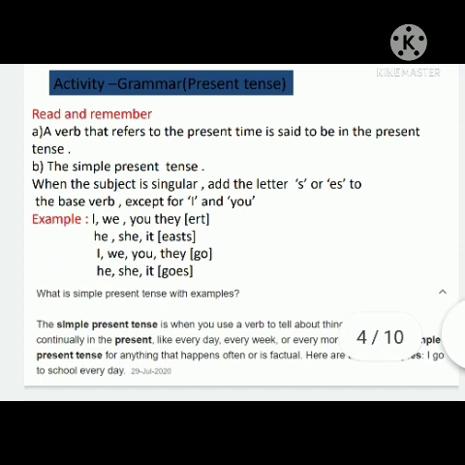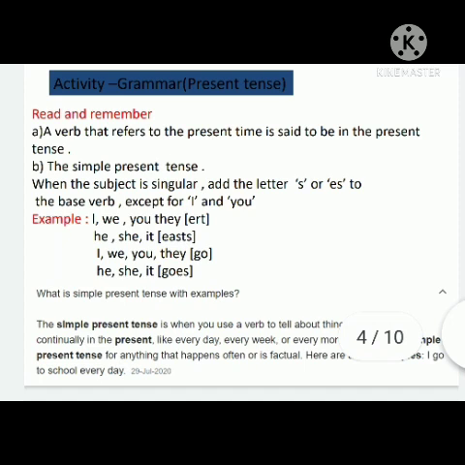In present tense, 4 kinds are there. First one, simple present tense. Second one, present continuous tense. Third one, present perfect tense. Fourth one, present perfect continuous tense. So today we are going to learn the first 2 parts, simple present tense and present continuous tense.